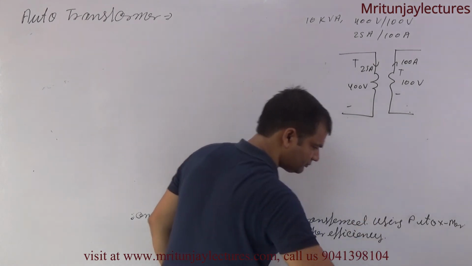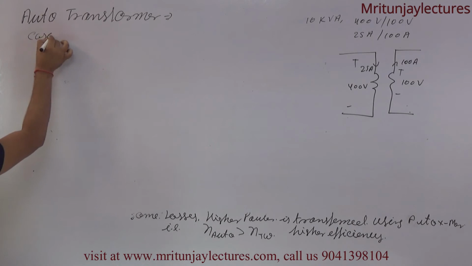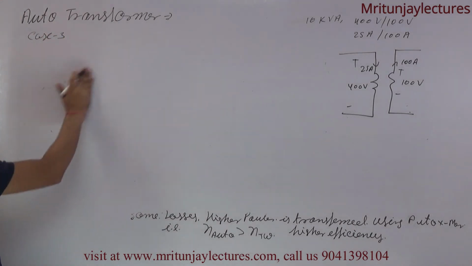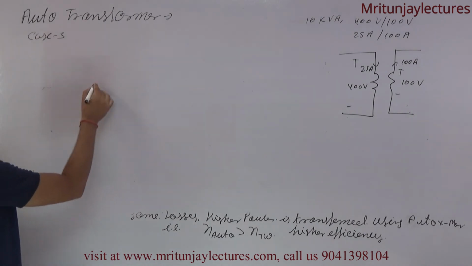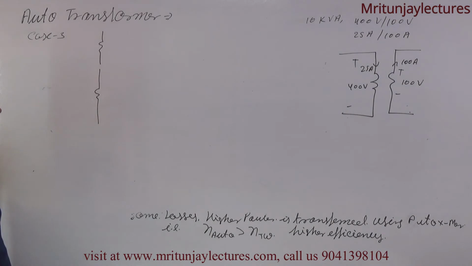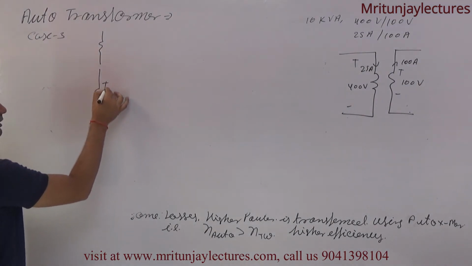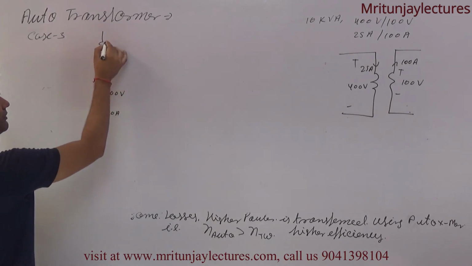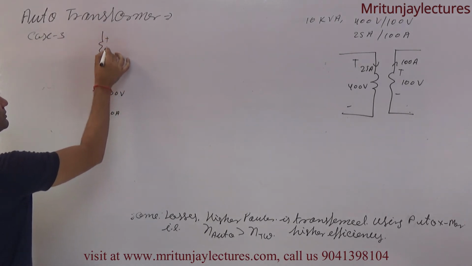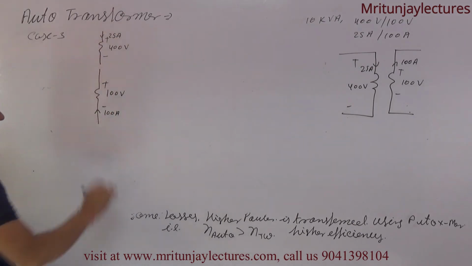Now, case 3. That is 100 and that is 400. 100 means the direction of current is 100 ampere, 100 volt. And the voltage across is 400 volt and the direction of current is 25 ampere. Clear?